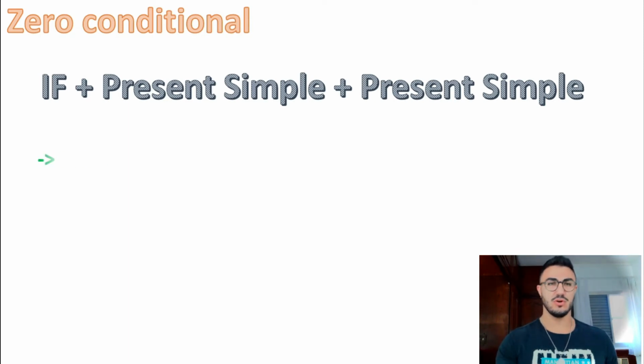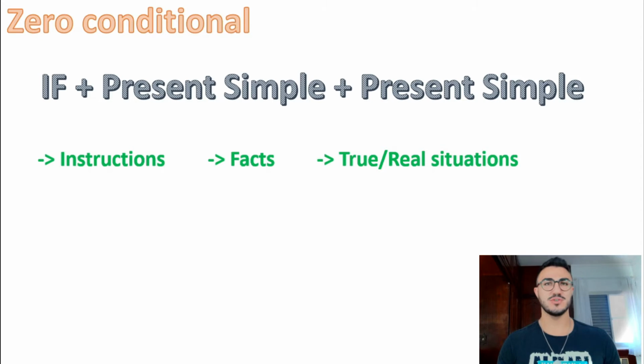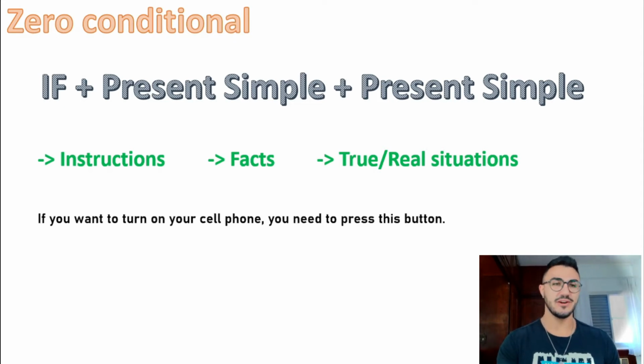When do I use zero conditional? I'm going to use zero conditional when I'm talking about instructions or facts or true and real situations. Alright, let's see the examples I have here. If you want to turn on your cell phone, you need to press this button. So, this is an instruction, right? If you want, this is present simple. To turn on your cell phone, you need is present simple, to press this button.